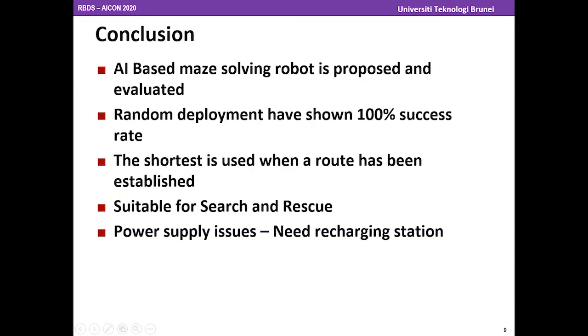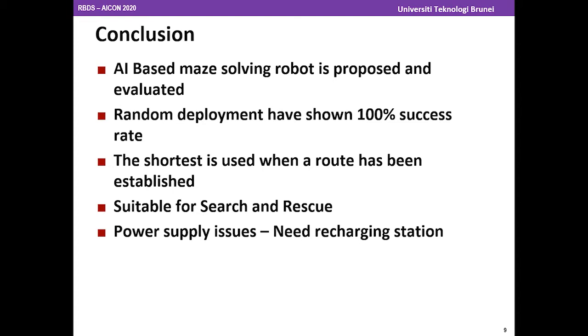So as a result, in this paper, we have proposed an AI-based maze solving robot, and we have built a robot to evaluate the AI functions. And the random deployment experiments have shown 100% success rates. Hence, this autonomous robot can be deployed in any locations that are inaccessible to the rescue teams, or that can be dangerous to human intervention.